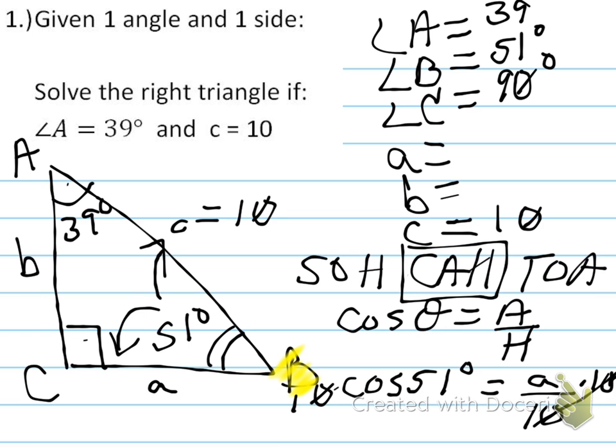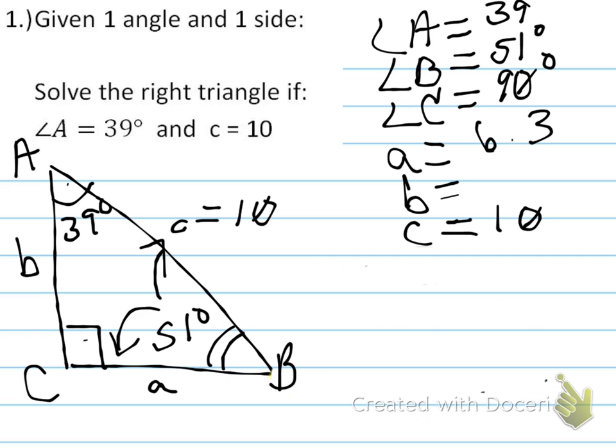These two cancel out, and all I have to do is put this in my calculator, making sure that my calculator is in degrees. And I get that side A equals 6.3. So I'm going to write that here. And I only have one more side to find.